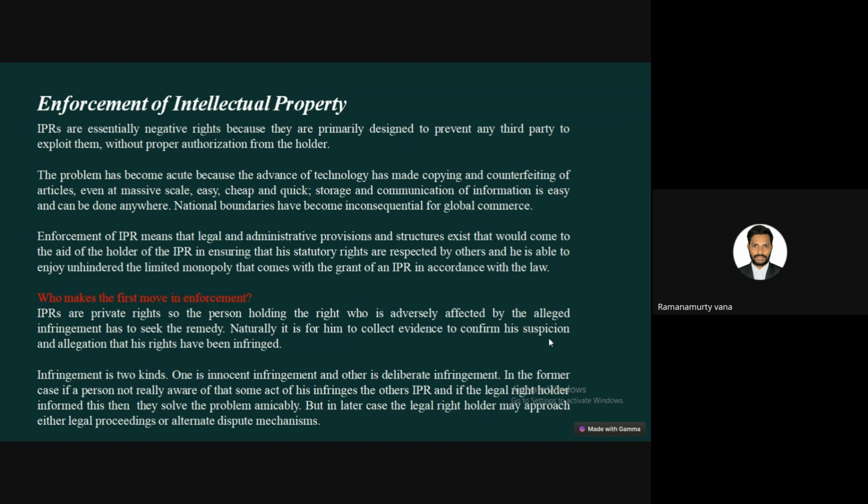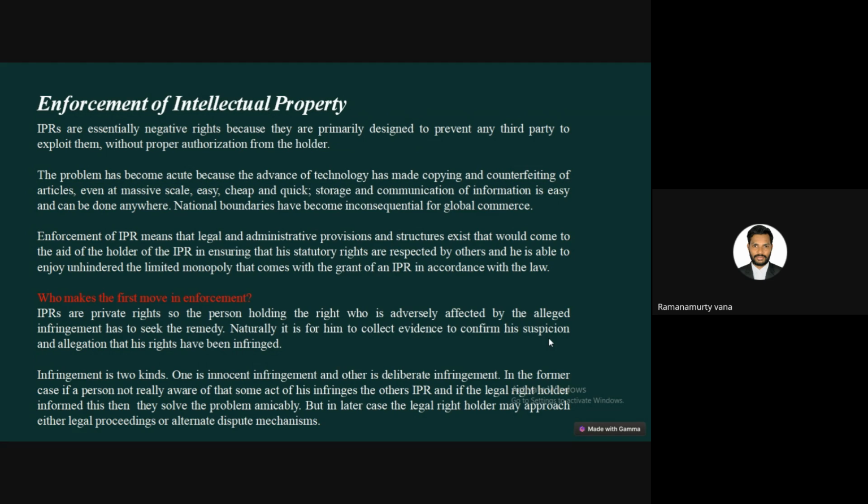So the infringement is of two kinds. One is innocent infringement and the other is deliberate infringement. In the case of innocent infringement, the person who infringed is not aware of the act which infringes the other's intellectual property right. But in the case of deliberate infringement, the infringer wants to infringe the other's intellectual property right for any other benefit, like commercial exploitation.